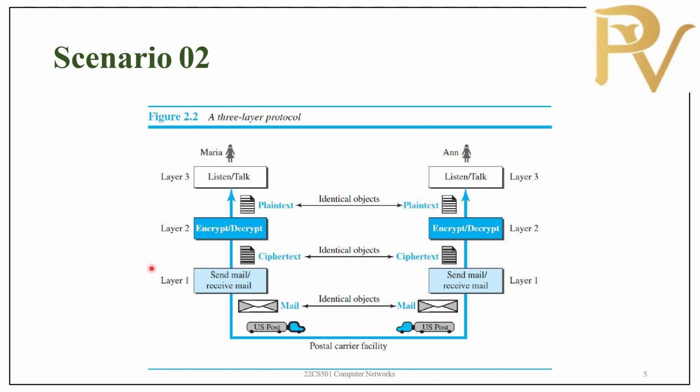So this follows a three-layer protocol. At the sender's end the layers are talk, encryption, and send mail, whereas at the receiver's end they are receive mail, decryption, and listen. If we observe, they are identical objects. At each layer, the logical connection is identical. So this is a simple scenario for a three-layer protocol.